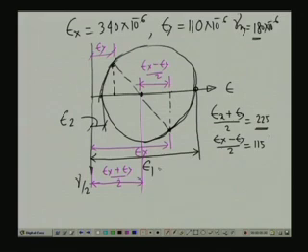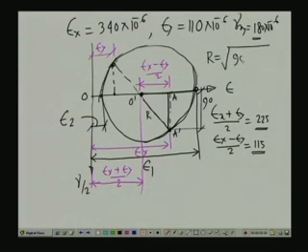Now, normal strain epsilon 1 will be the distance from O to O dashed plus the radius, and the radius can be computed from this triangular configuration, where let us call this as A, this is A dashed. Now, A dashed is equal to gamma by 2, which is 90 into 10 to the power minus 6, and this distance is epsilon x minus epsilon y by 2, which is 115. So, the radius r is equal to root of 90 into 10 to the power minus 6 square plus 115 square, and this gives us a value of 146 into 10 to the power minus 6.